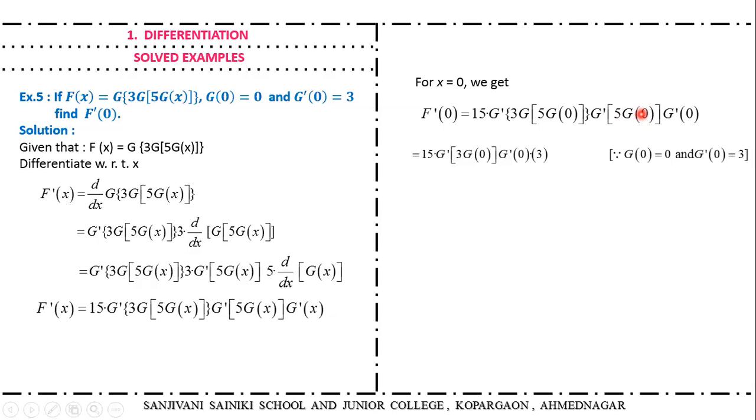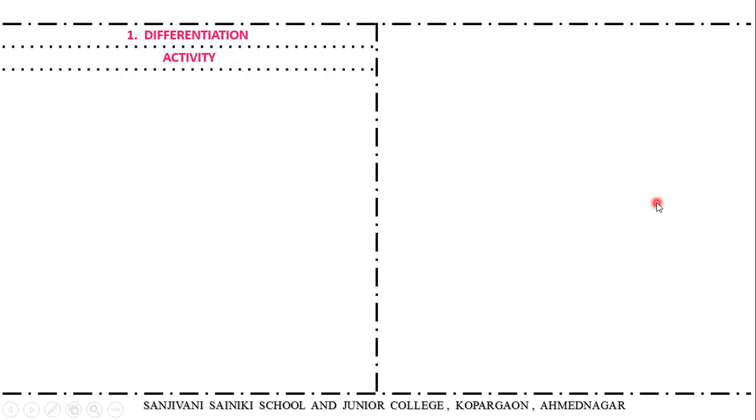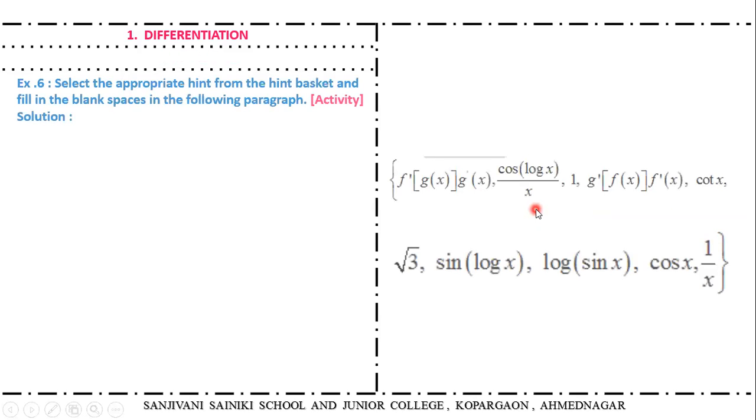And once the value is 0, so what do you get? G of 0 into 0 is 0. And g dash of 0 is 3. So 3 into 3 into 3. So it becomes 15 into 3 into 3 into 3, which is 405.